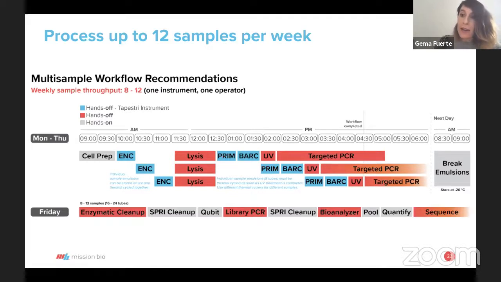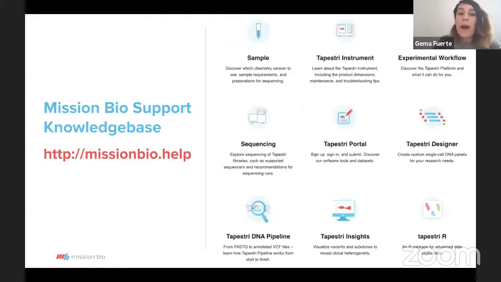So that is all I had from my side in terms of day one and the multi-sample workflow. Before I finish, I just wanted to remind you of our Mission Bio support knowledge base. This is a great website and resource where you can find information about everything: sample, Tapestri instrument, experimental workflow. All the questions and details we have gone through today are there. Designer, how to create your panel. So have a look if you have questions about the Tapestri platform. And if you don't find what you're looking for, of course, you can also contact the local FAS.